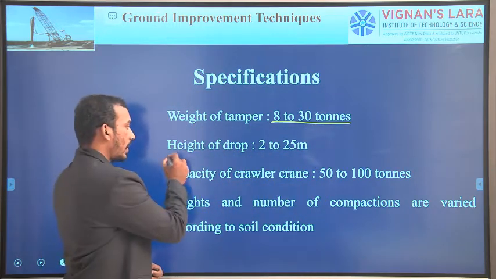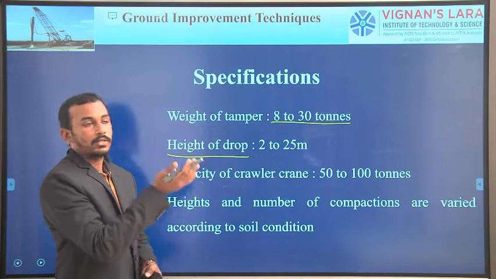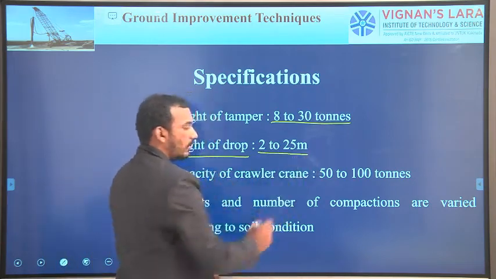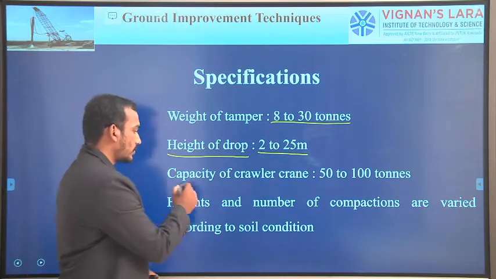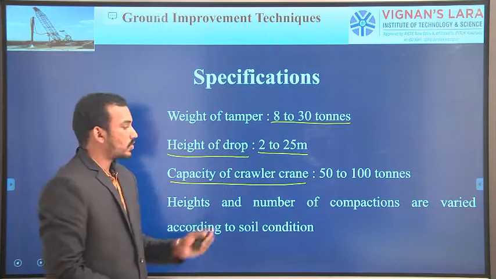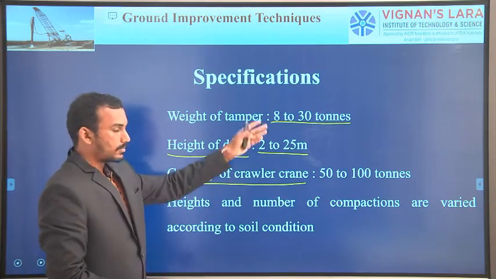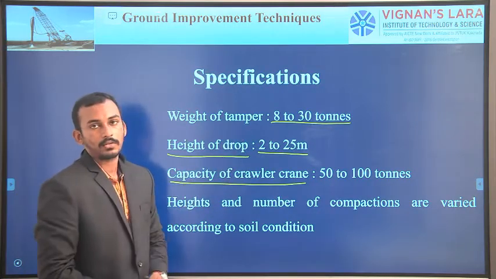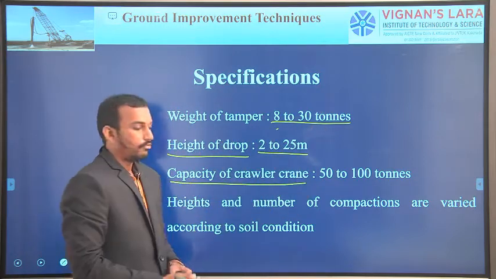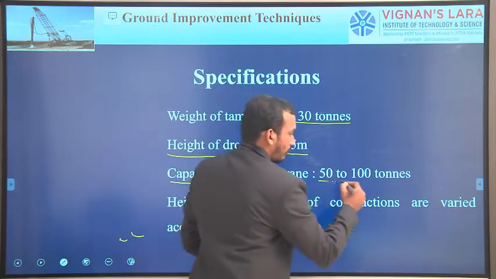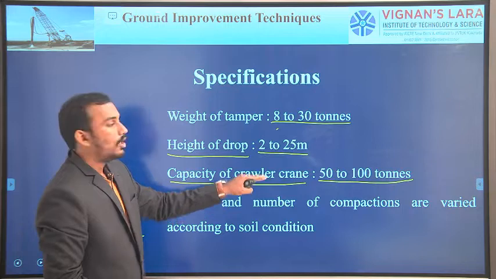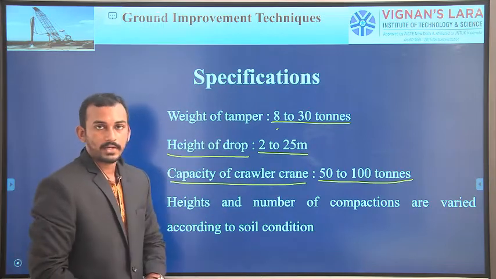Coming to the height of drop. The height from which the tamper is going to drop is generally 2 to 25 meters. The next one is the capacity of the crane, whether it is a crawler crane or a tower crane. The capacity of the crane should be more than the weight of the tamper. So in order to lift an 8 to 30 ton tamper, we need a crane capacity of 50 to 100 tons.